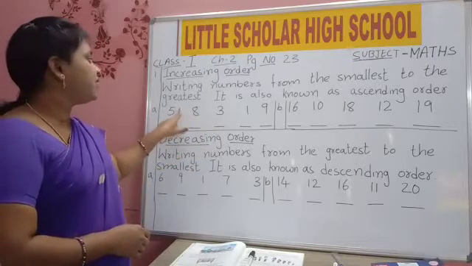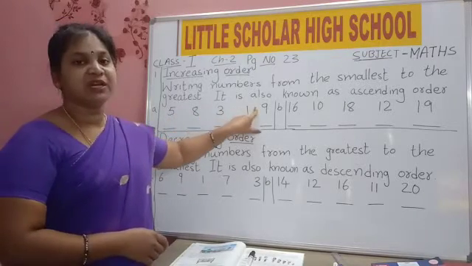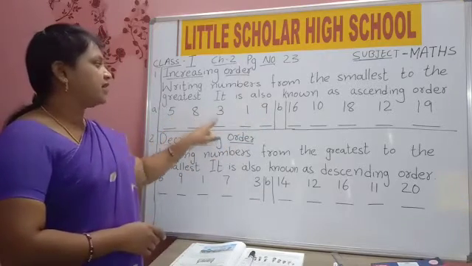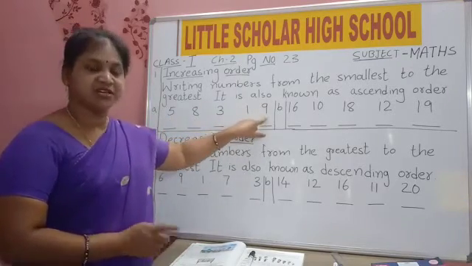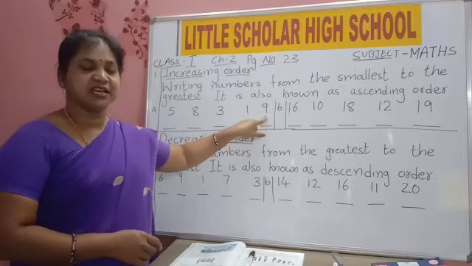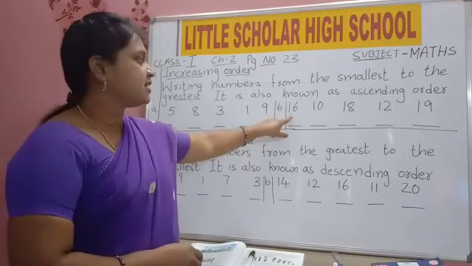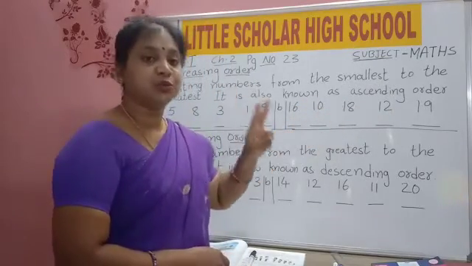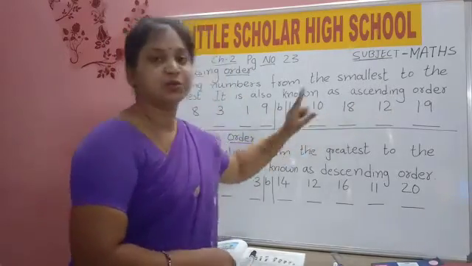And how should it be? A finger space gap between each digit. These are digits, children. 5, 8, 3, 1, 9 are what? Single digits. Here you can read 16, 10, 18, 12, 19. What are these? They are 2 digit numbers.